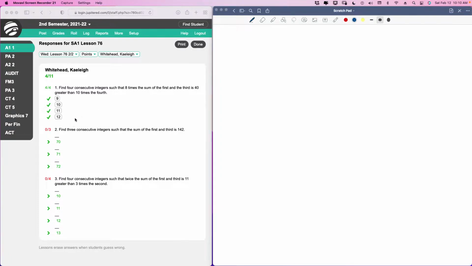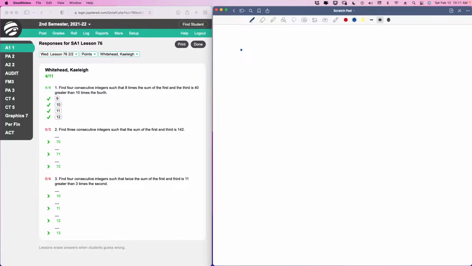She got the first one right, I think, because that's the one we did in class. So let's look at the other two that you did not get. The first of the two you haven't answered says to find three consecutive integers.